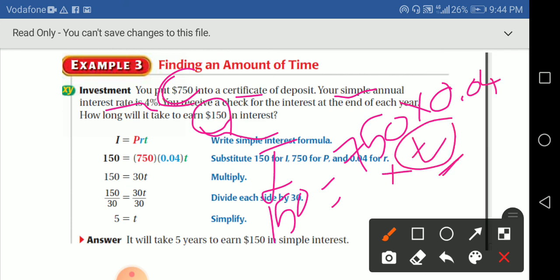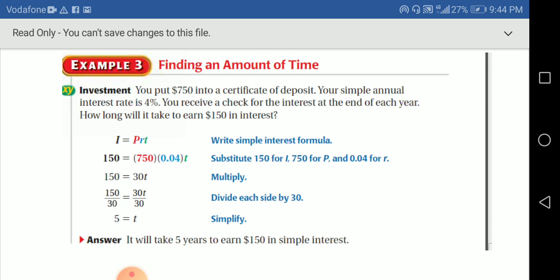So it's easy to solve for t, of course, guys. 750 multiplied by 0.04 gives me here 30t. And then I will solve for t, divided by the coefficient of t, divided by 30, divided by 30. So 150 divided by 30, t equals 5. Okay, guys, this means what? This means we have 5 years. It will take 5 years to earn $150 in simple interest.